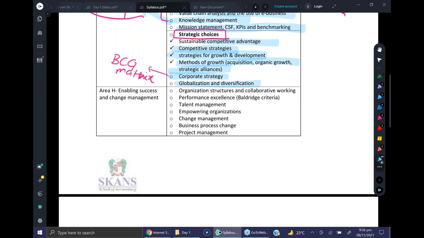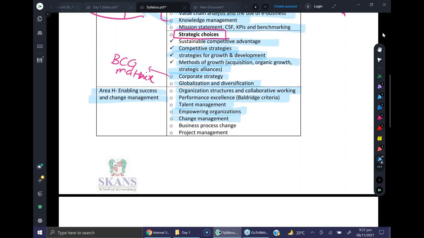Okay. Now, moving on to this syllabus area, enabling success and change management. This has quite a lot of areas like organization structures and collaborative working, performance excellence, Baldrige criteria, which gives us 7 different things to work on to get to the level of performance excellence, talent management and how to manage the talent within the organization, empowering organization, where you give power to your employees to let them decide their targets and then making them responsible for it. Change management, how to effectively manage change, what are the different things you need to consider when the change is coming in to the structures, to the information systems, etc.